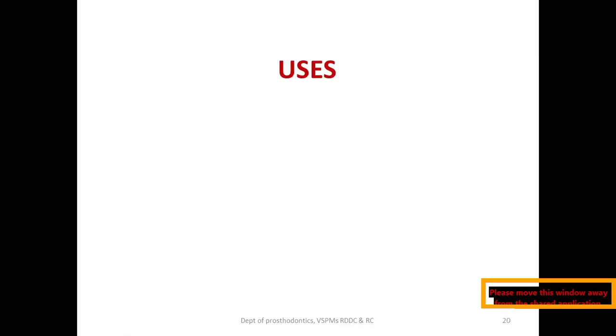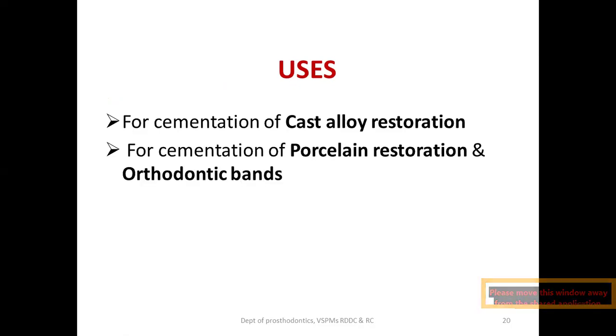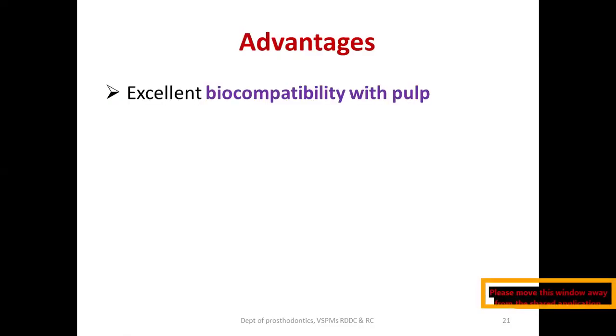So what are the uses of this cement? It is used mainly for the cementation of the cast alloy restoration. It can also be used for the cementation of porcelain restoration or the orthodontic band cementation, as a thermal insulating base. The advantageous property of this cement is it is excellently biocompatible with the pulp, as we have seen, for so many reasons.